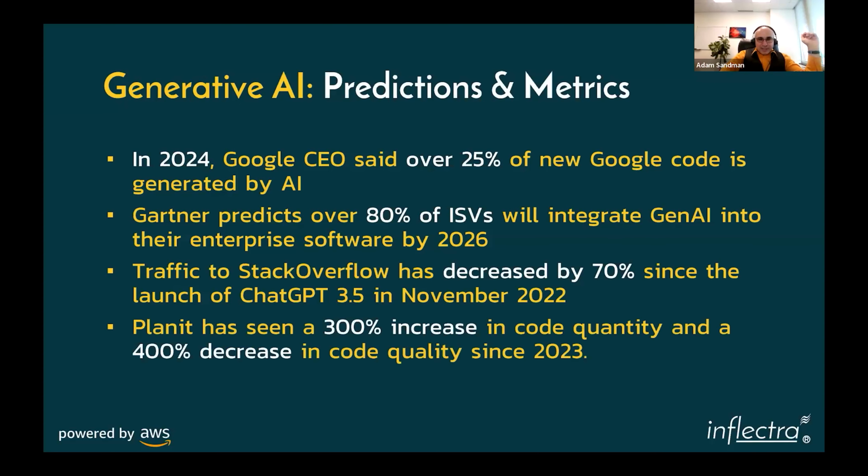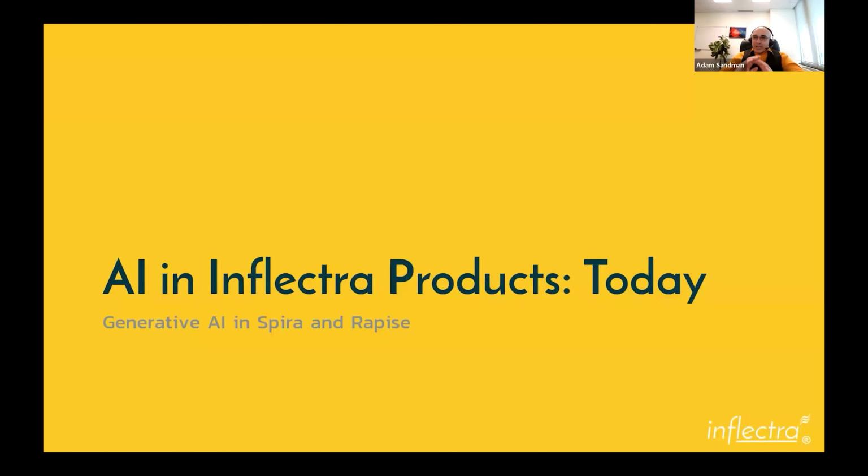And Planet, the company where Joel works, who did that great James Bond picture of me, has said they've seen a 300% increase in code quantity and a 400% decrease in code quality. This is in their state of testing report from 2023 to 2024. So what we're seeing is more code, worse quality, more of it, and obviously if you're using AI in your platform, AI is inherently more difficult to test. It's less deterministic. So we're making the problem worse, it seems, in terms of actually having quality code and quality systems being delivered. So with that being said, where is AI in Inflectra today?